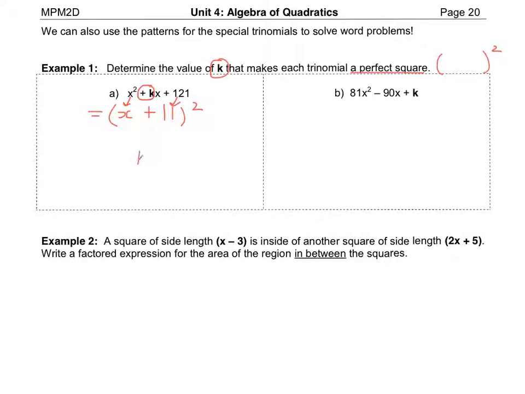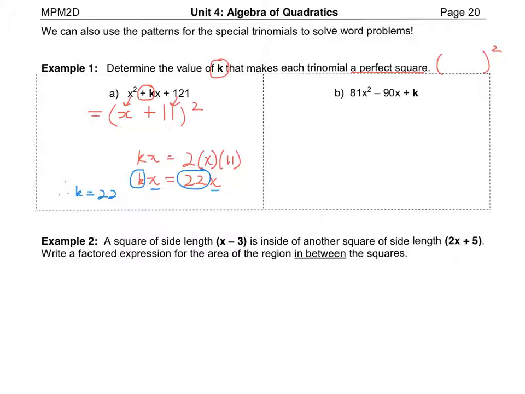So this kx has to equal 2 times the product of my two terms in my binomial. So times the x and times 11. So my kx has to equal 2 times 11 is 22, has to equal 22x. So the only way these can equal each other is if k is equal to 22, since the x's are already the same thing. So my answer here would be that, therefore, k is equal to 22.